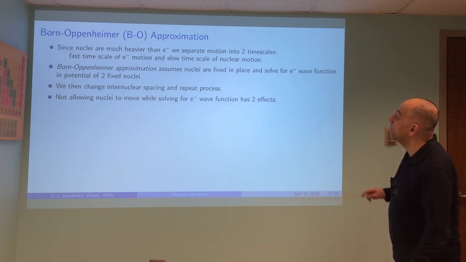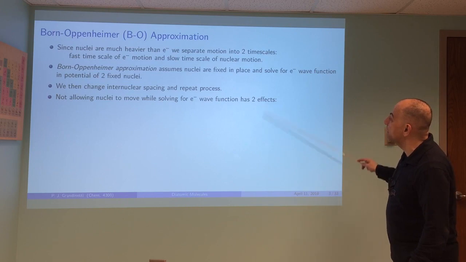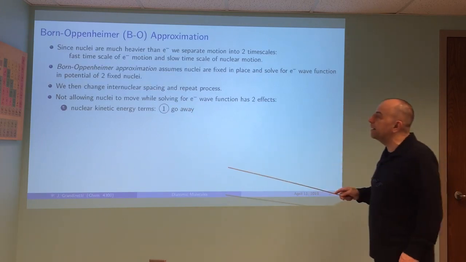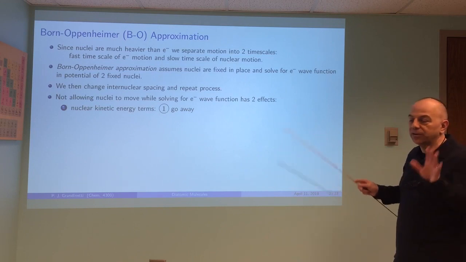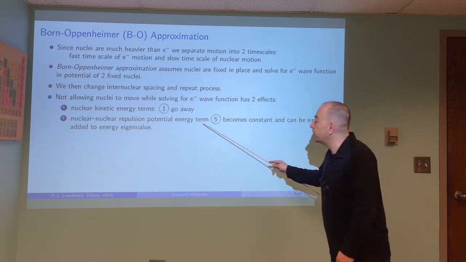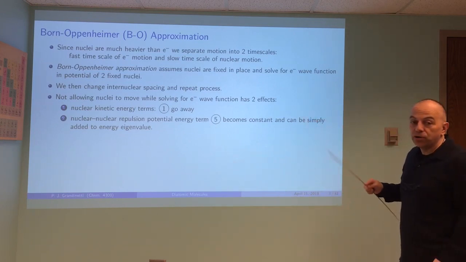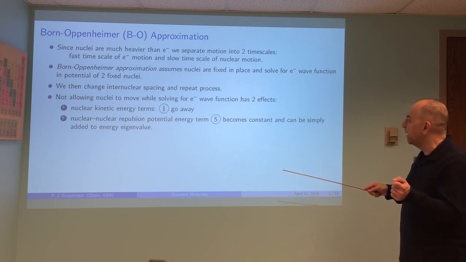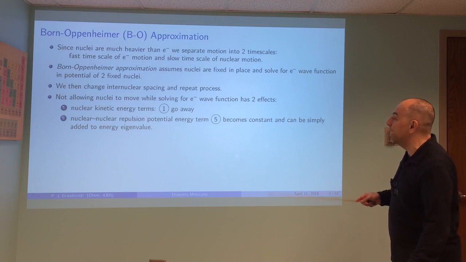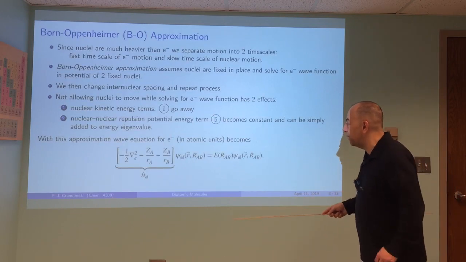So we're not going to allow the nuclei to move, and this is going to have a couple of effects. The first is, if we fix those nuclei, then the kinetic energy terms for the nuclei are going to go away. That'll be 0 in the problem. The other effect is that the nuclear-nuclear repulsion term, the Coulombic repulsion term, now becomes just a constant and can just be added to the energy eigenvalue, so that doesn't have to be worried about anymore if we do the problem that way.